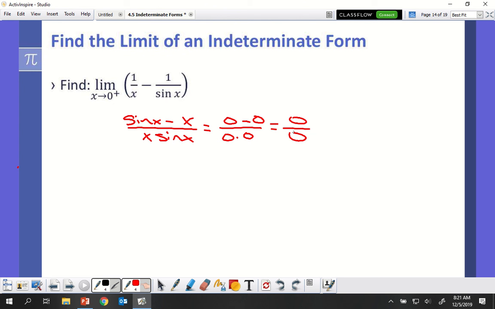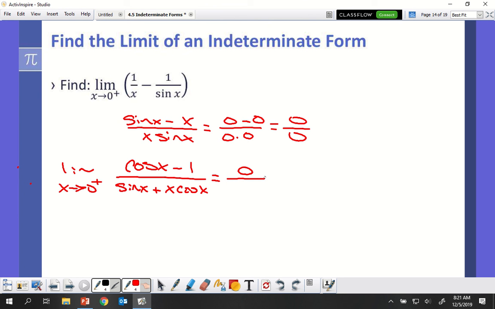Now from here, let's go ahead and take derivatives. The derivative of sine is cosine. So it's going to be cosine x minus 1 over the product rule of this, which is going to be sine x plus x cosine x. And we're still taking the limit as x goes to 0 from the right. So cosine at 0 is going to be 1. 1 minus 1 is 0 over, now sine at 0 is 0, so it's going to be 0 plus 0, right? Okay, again, I have 0 over 0, don't I? Yes. All right, so if I have 0 over 0, let's do it again.